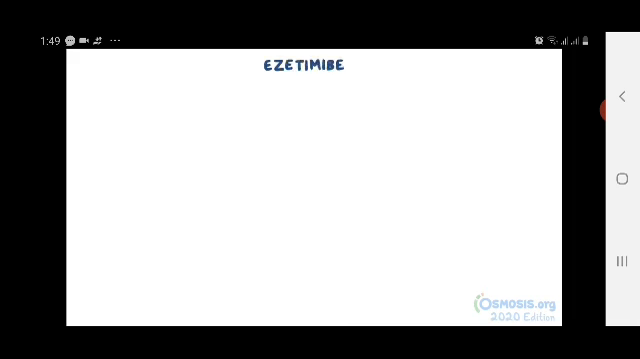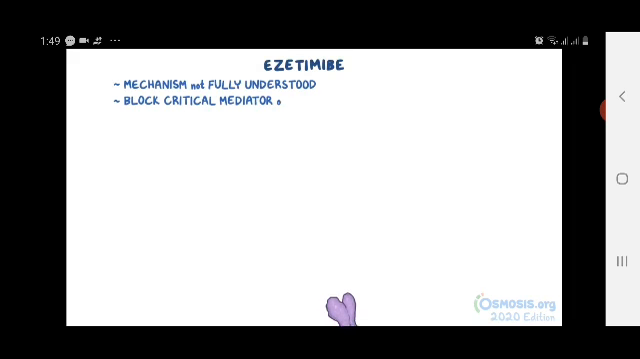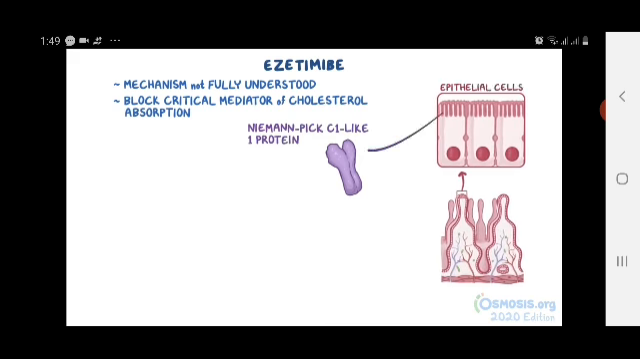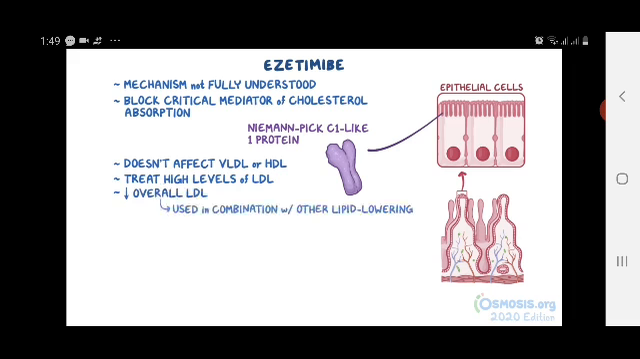Next up is ezetimibe. The mechanism of ezetimibe is not fully understood, but it's known to block the critical mediator of cholesterol absorption, the Niemann-Pick C1-like 1 protein, on the gastrointestinal tract epithelial cells at the small brush border. The medication does not affect VLDL or HDL, and is mainly used to treat high levels of LDL. However, ezetimibe by itself does decrease overall LDL levels, and is typically used in combination with other lipid-lowering agents like statins. Side effects of ezetimibe include gastrointestinal upset, and in more rare cases, liver damage.